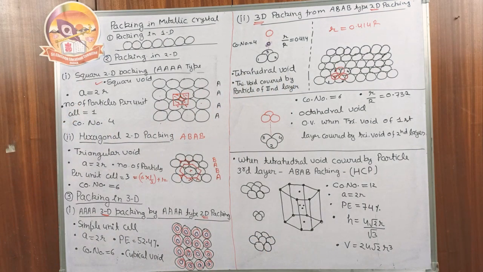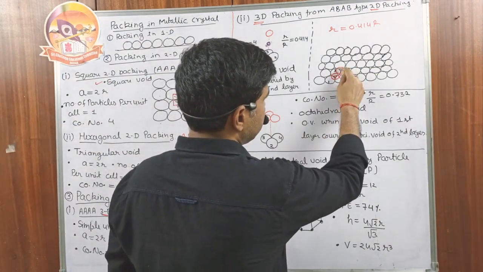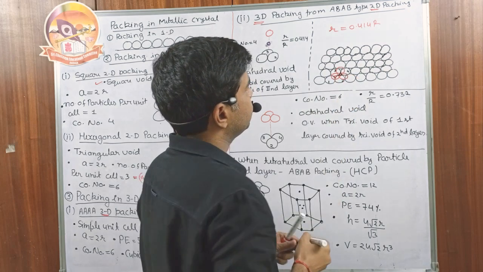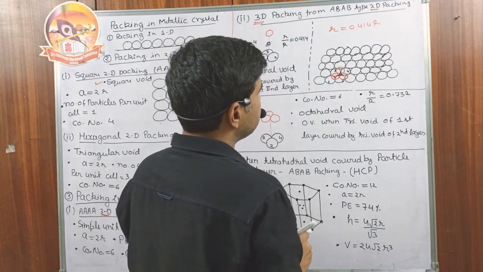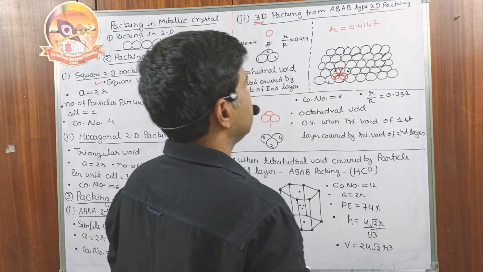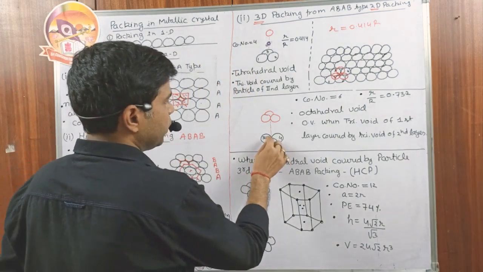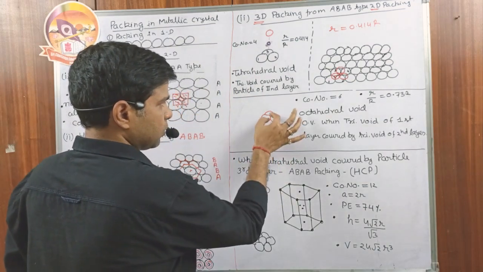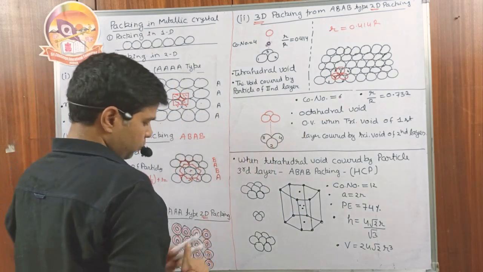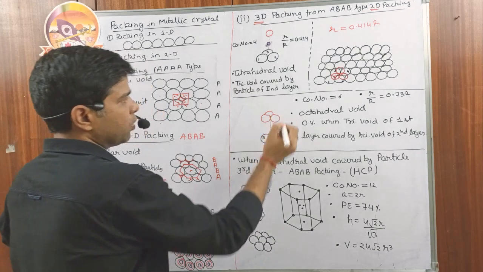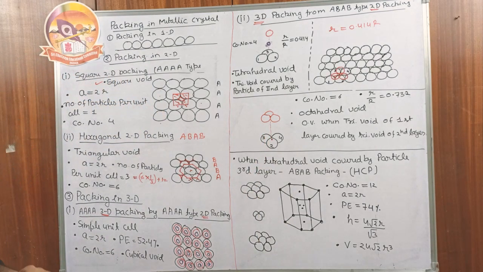The triangular void of the first layer, apex up, is covered by the triangular void of the second layer, apex down. Means, over the 2, 3, 4 we have the 3 particles of the red layer, and the triangular void of the black layer is just above the triangular void of the red layer. So that gives the one octahedral void.